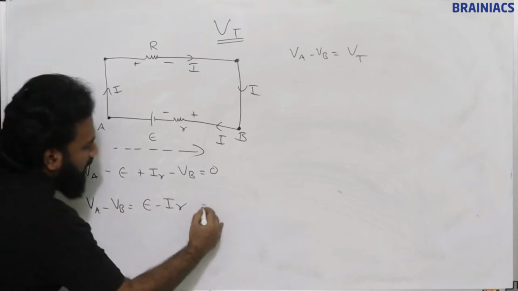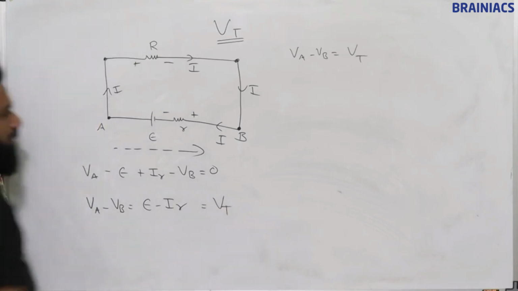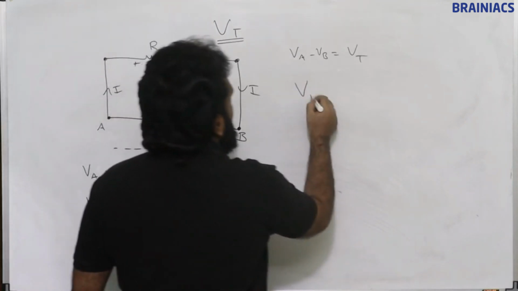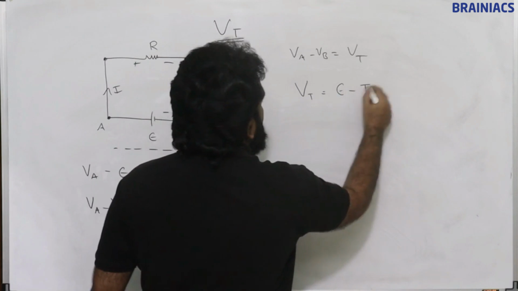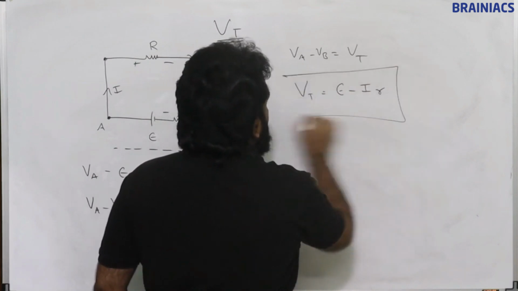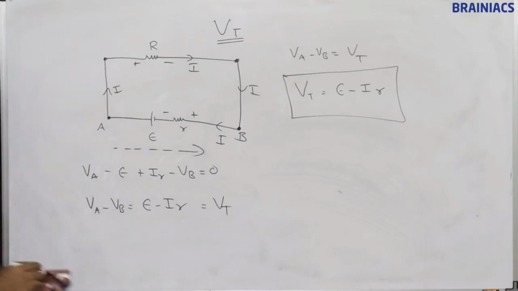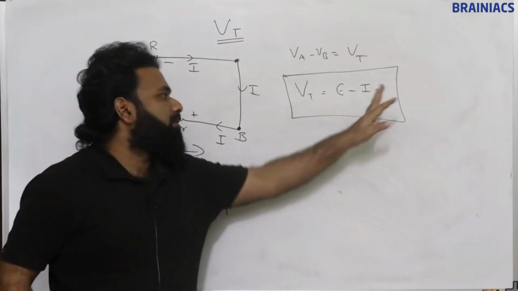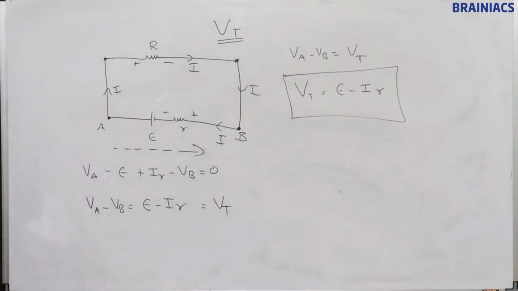So this is the terminal potential difference. The terminal potential difference VT is equal to E minus IR. This is the general formula for finding terminal potential difference. Clear? Note it down.